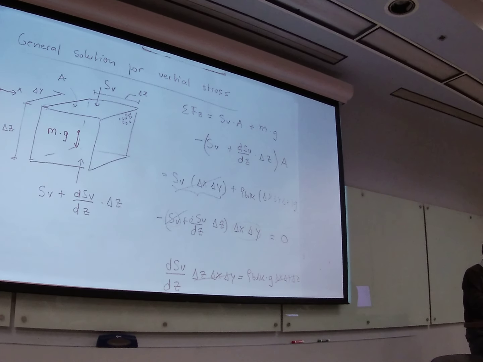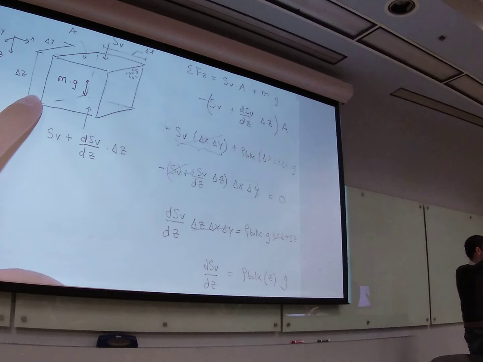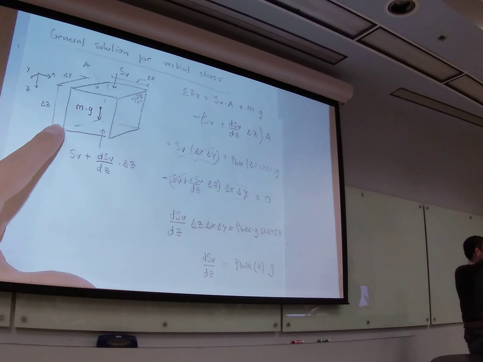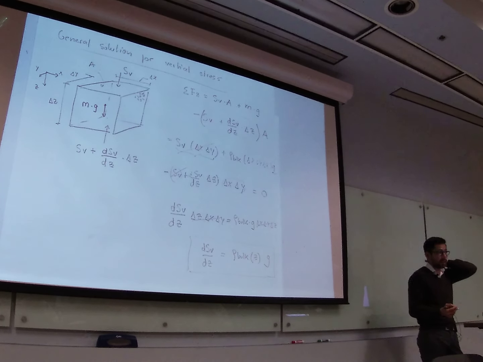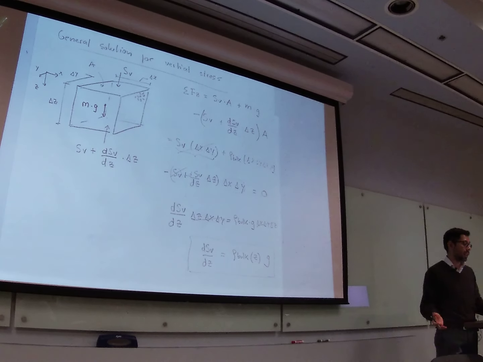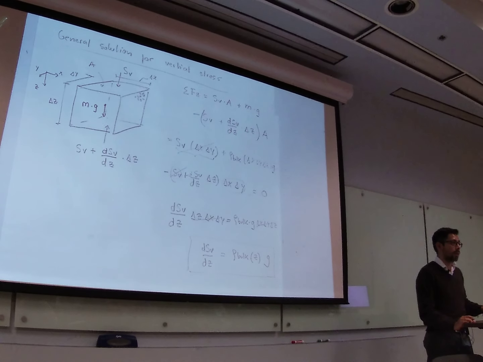But we're going to go one step further here, and we're going to say that this density actually is a function of depth, because we did all of this equilibrium at a given point. So our equation is valid at any point. So now we have an equation that tells us the change of vertical stress with depth, where density is not a constant.